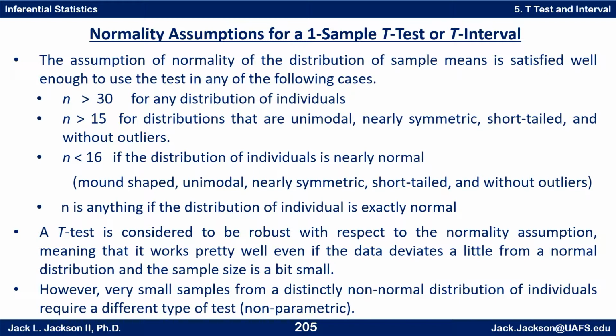A t-test is considered to be robust with respect to the normality assumption, meaning it works pretty well even if the data deviates a little from a normal distribution and the sample size is a bit small. However, a very small sample from a distinctly non-normal distribution of individuals will require a different type of test, something we call a non-parametric test. I don't get to non-parametric tests in my first statistics course.